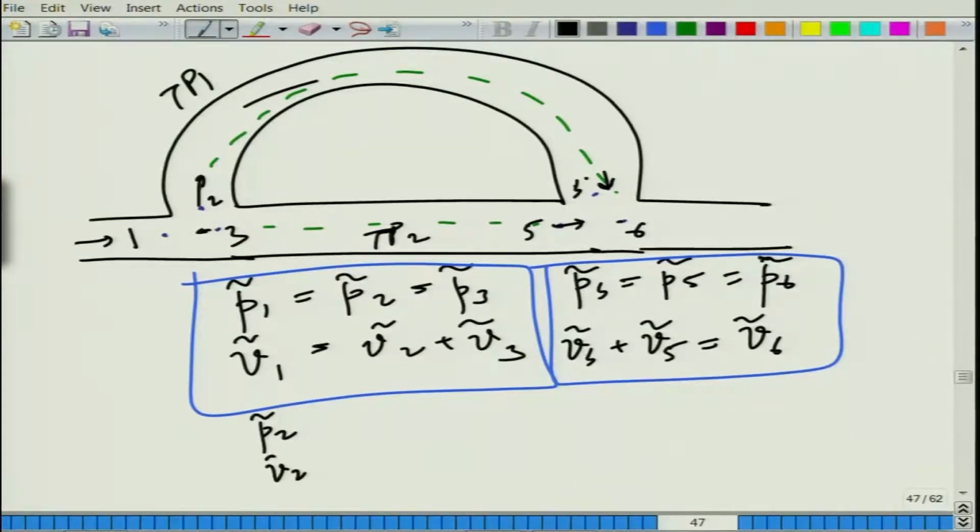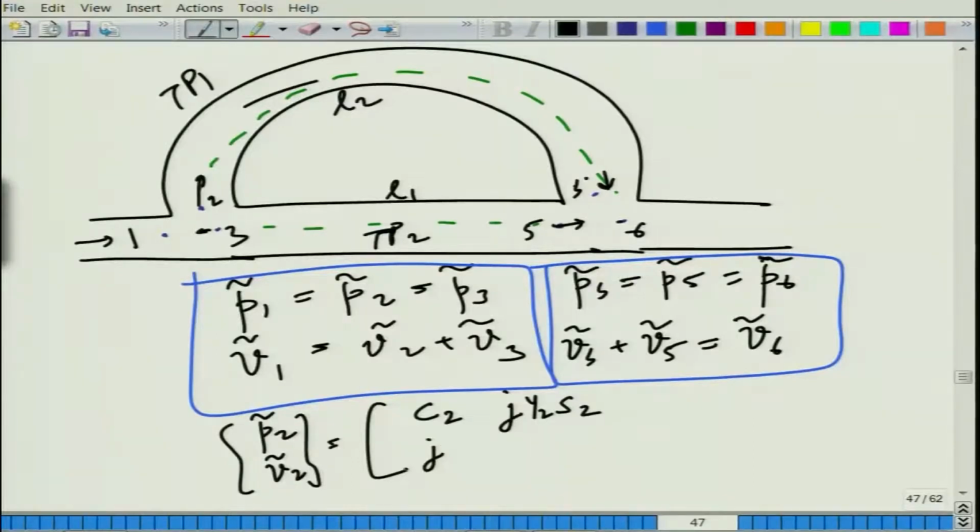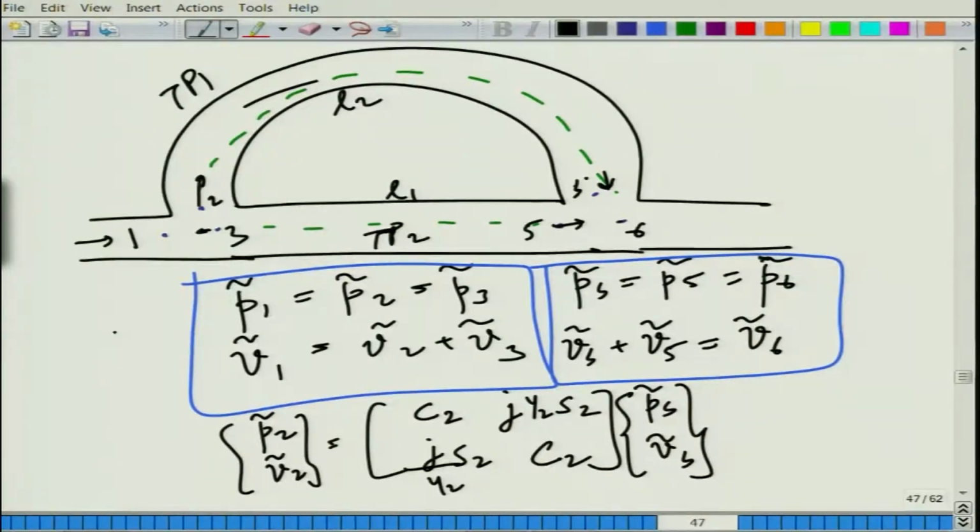to 4, relating things from 2 to 4. P2 V2 can be written something like this. So, I am just writing, let me call this length as L2 and this as L1. So, I am writing this as C2, j Y2 S2, and j Y2 S2, and this is C2, and this is P4 V4. Okay. So, this is what it is. This is the transfer matrix here. I will call these equations say 1, 2 and 3.